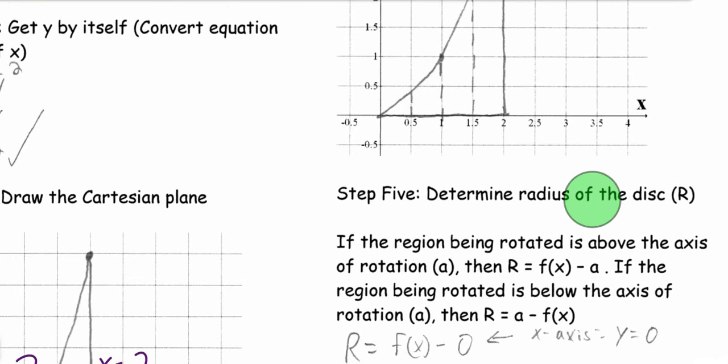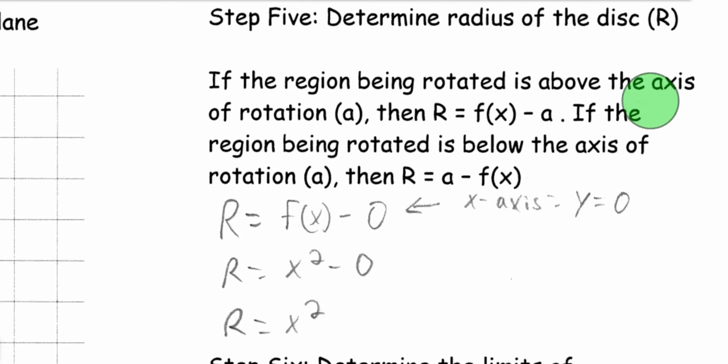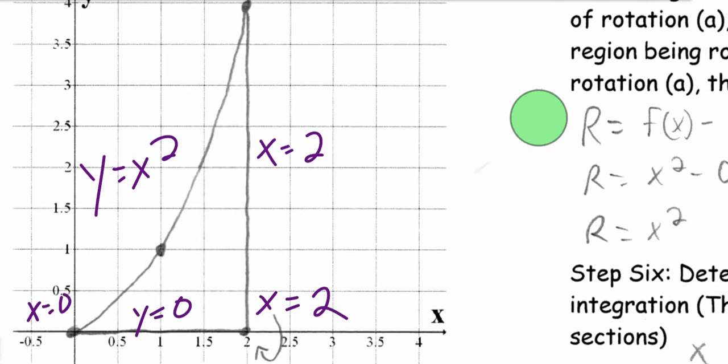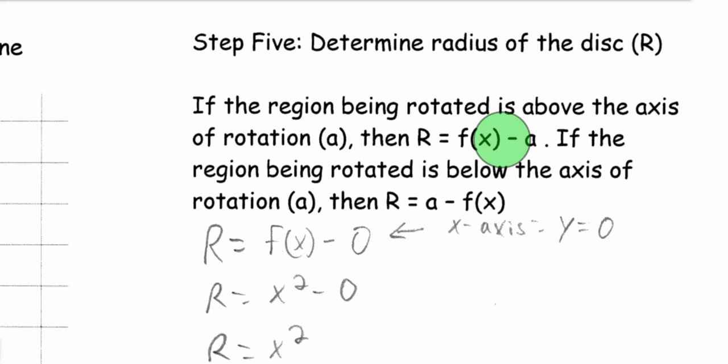The reason we're doing that is because in order to generate the solid, we basically are just finding a bunch of areas of these disks, just like we did with cross-sectional volume. If the region being rotated is above the axis of rotation, this is very important, by the way, the radius is going to be f of x minus a. And in this case, that is what's happening. A, in this case, is 0. It's what we're rotating about. And we can see that x squared is above that. And so our radius is going to be f of x minus a.